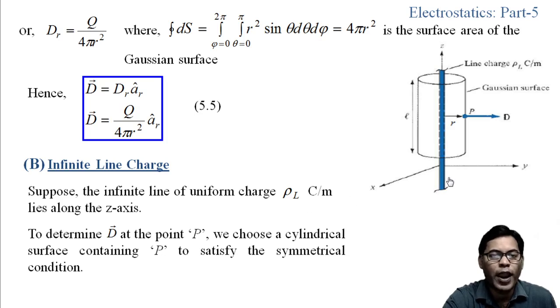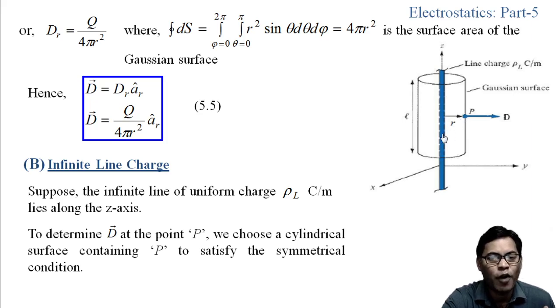Now we want to find out the flux density at the point P. The same way we can draw the Gaussian surface. The second step is the drawing of the Gaussian surface. Here the cylindrical surface we have drawn, on which the point P is at the surface of the Gaussian surface, and the distance from the z axis to the point P is small r.